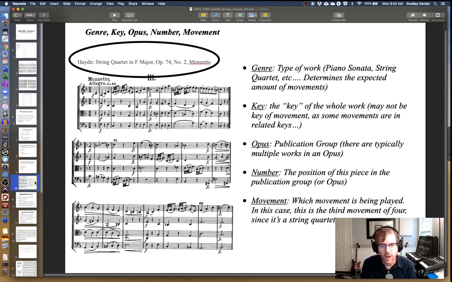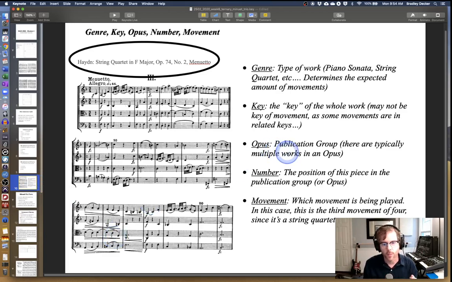Opus. An opus means a publication group or a collection of works that are published in one go. You can think of them as collections or volumes or sets of works. Often a composer like Haydn, who wrote tons and tons of music, would publish them in groups. So Opus 74 was a whole bunch of string quartets. Sometimes composers will write things in sets of 12 or 6. And so you'll get a publication number 74. So Haydn was extremely prolific, wrote tons and tons of things, and so his publisher grouped things into opus numbers.